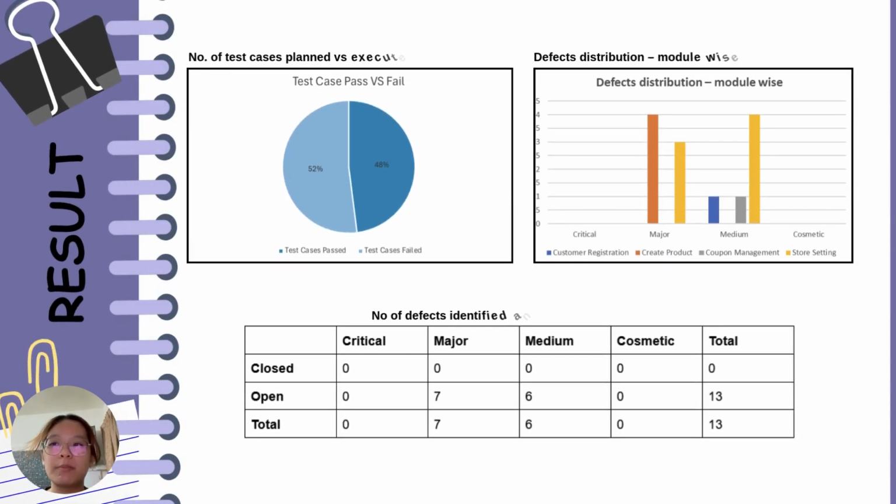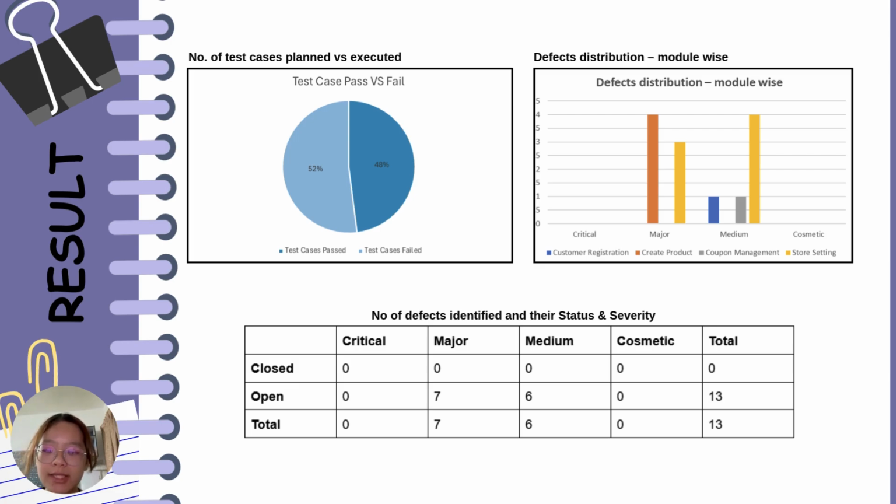Next, I will explain about the result part. The first chart showed the number of test cases planned versus executed. So a total of 25 test cases were planned and a total of 25 test cases were successfully executed, which indicates that the testing process was completed as scheduled without any environment or access issues.